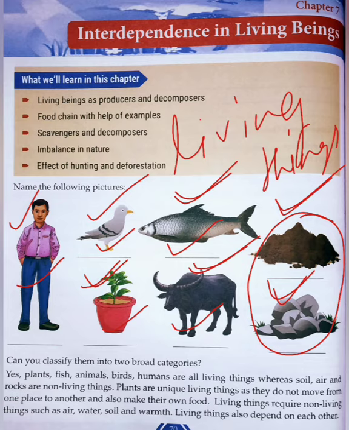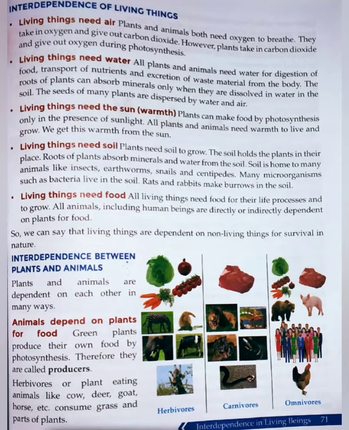So living things even depend on each other. Means we depend on other living things, and other living things also depend on us. Now let's read how the living things depend on non-living things. So first is, see, living things need air.